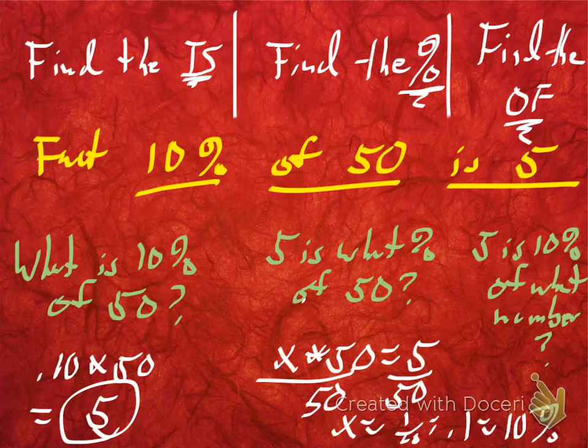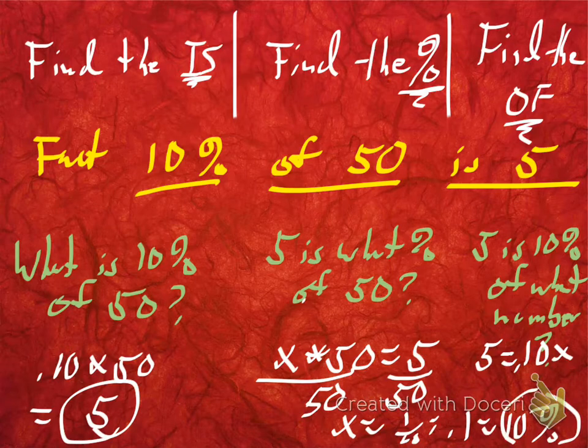And finally, the last one, I'm kind of out of room here, but if I want to do 5 is 10% of what number? 5 is 10%, which is going to be 0.10, and we're going to put the x here. Divide both sides by 0.10, and 5 divided by 0.10 will give me 50. So we'll end up getting the right answer. It's the same idea.